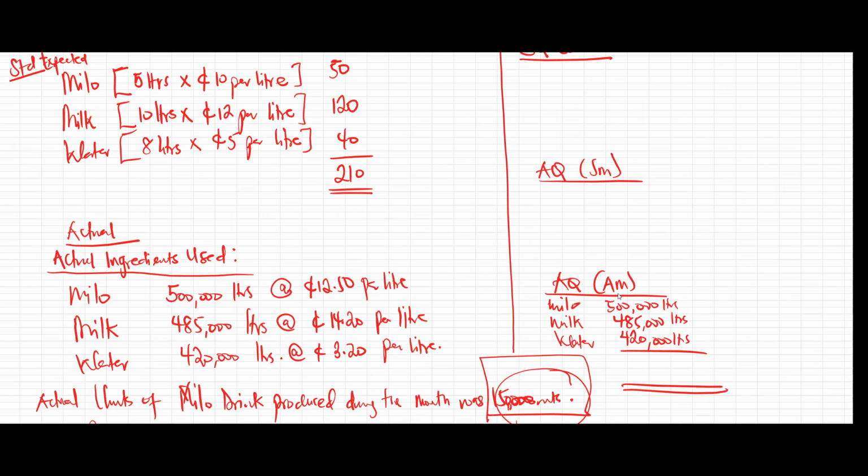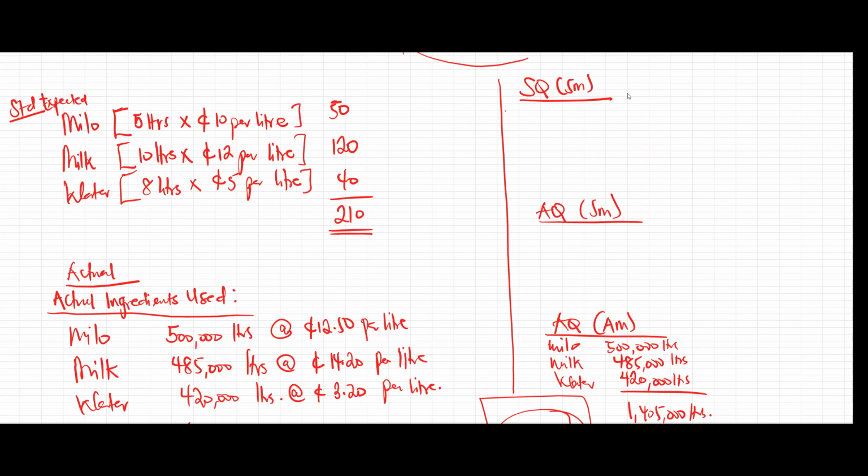If I add all these liters, how much do we get? What's the total actual quantity? We had 500,000 liters of Milo plus 485,000 liters of what? Milk, and 420,000 liters of what? Water. 1,405,000. Okay, so this one you have 1,405,000 what? Liters. Good. Now let's come to our standard quantity.